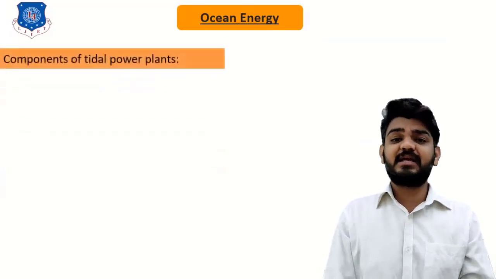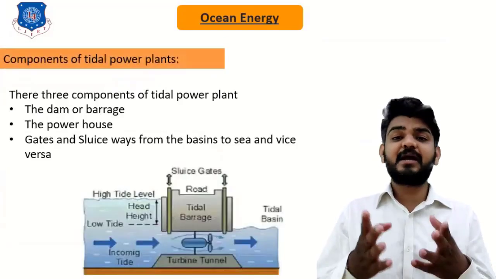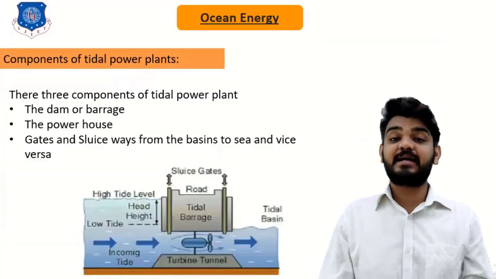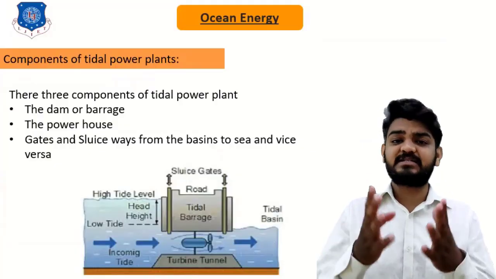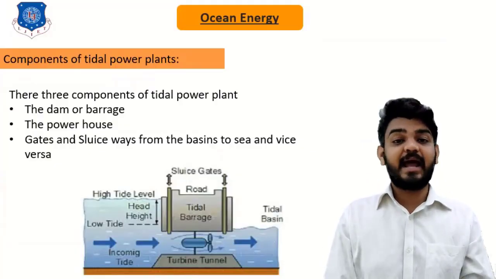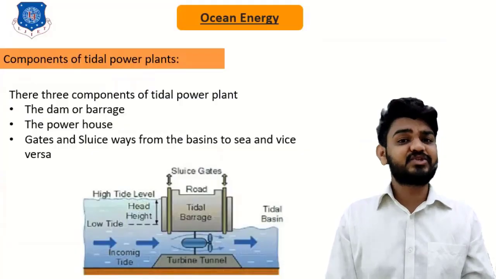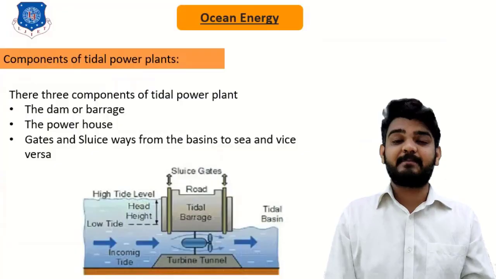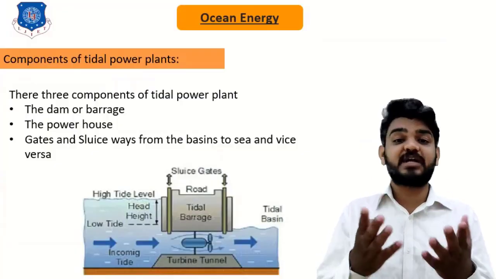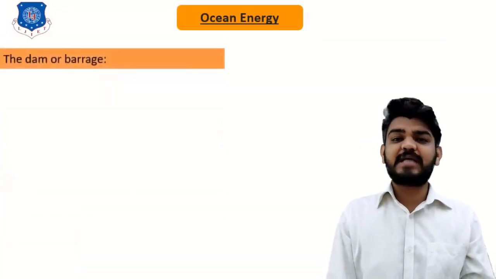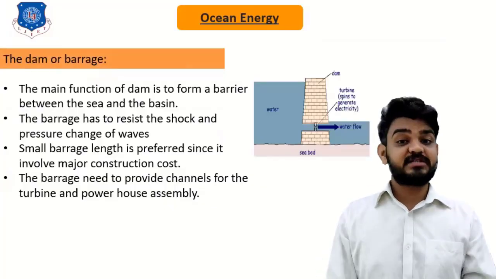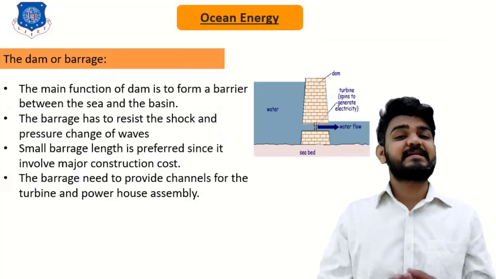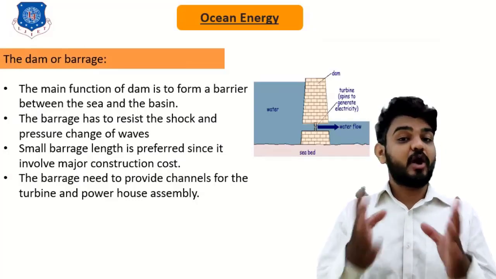Well, here in this image, you can see that a typical tidal energy power plant contains three main components. The first is the dam or barrage. The second one is the gate and sluiceway, and the last one is the powerhouse. So let's understand what the dam is. Well, this dam kind of structure is created to separate the water of the ocean from the water of the basin. This dam acts as a barrier for the water flow.